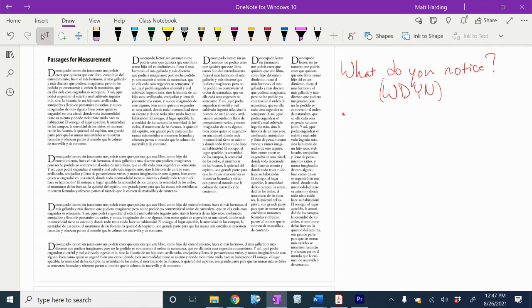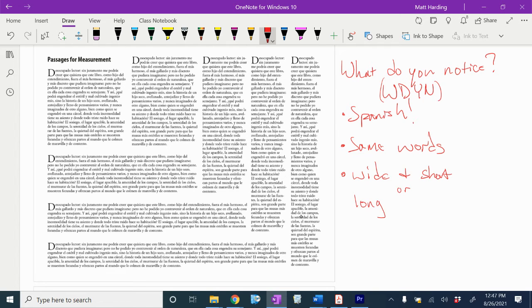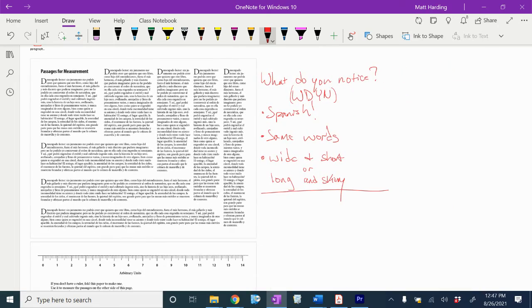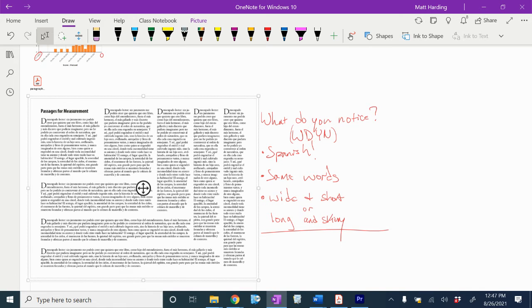Let's get that. Spanish, same words, wide and short, or long and skinny. Okay. That's kind of it. Oh, I don't want to give that away. So once we've had a moment to kind of survey the scene, check it out.